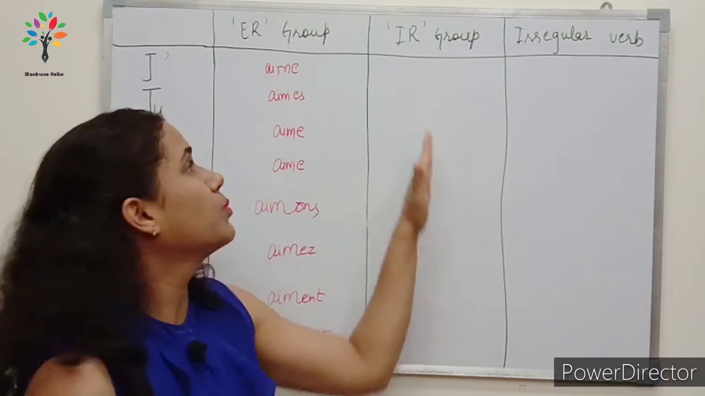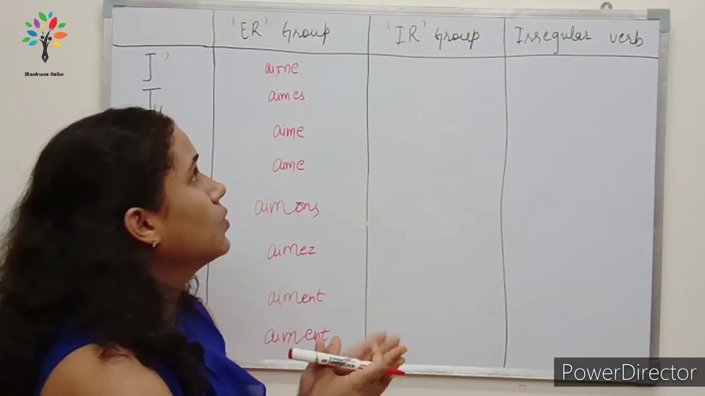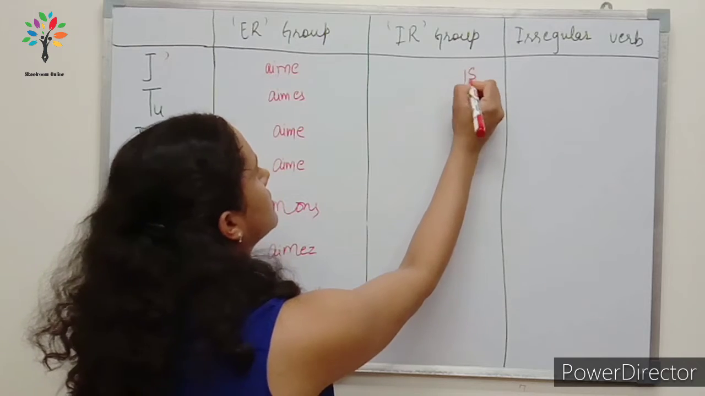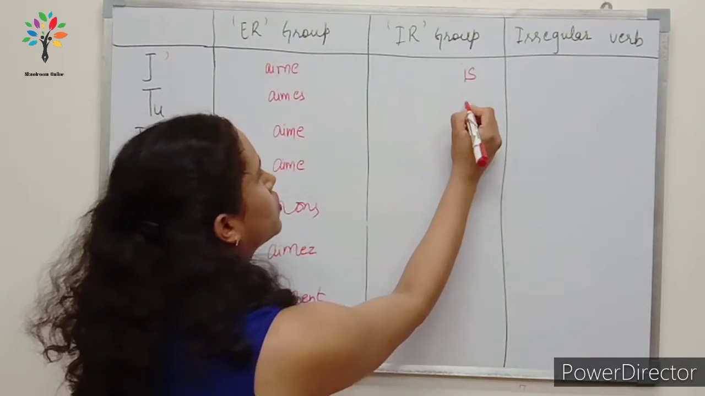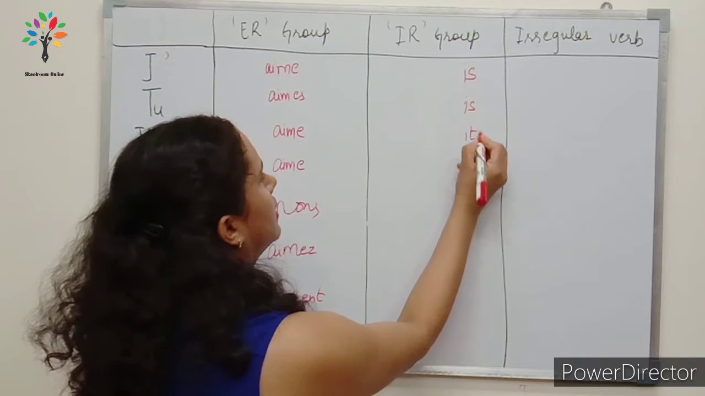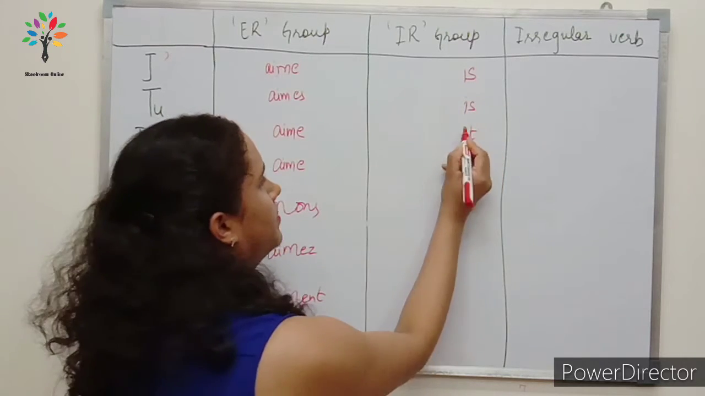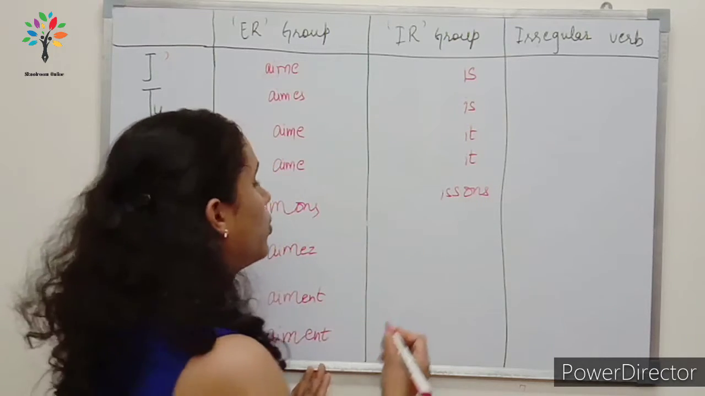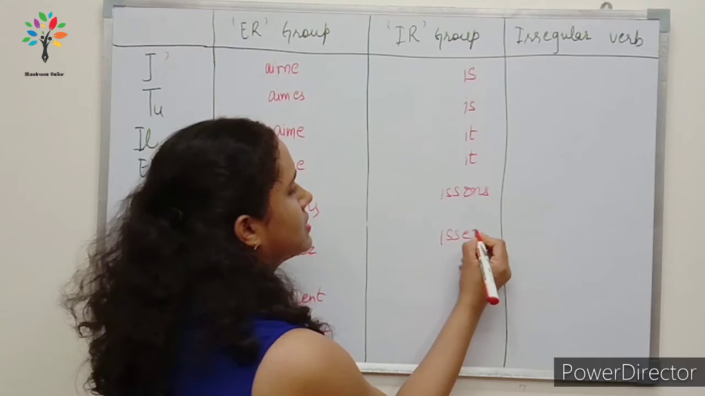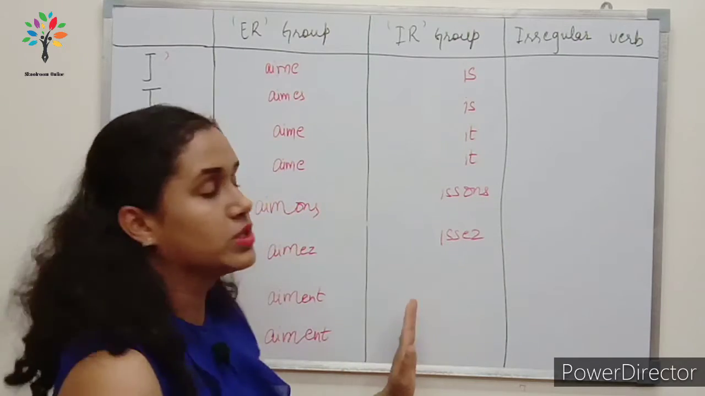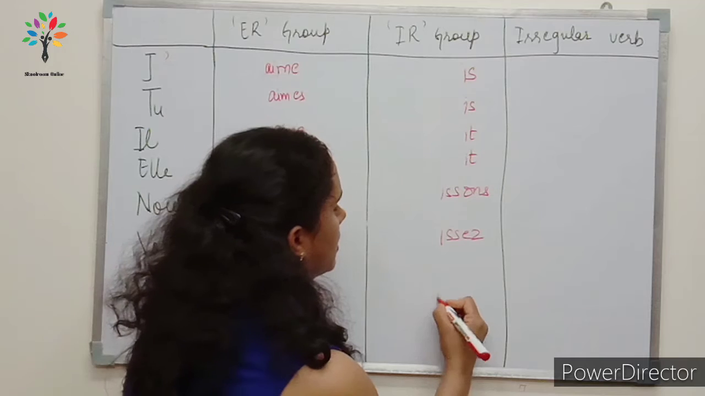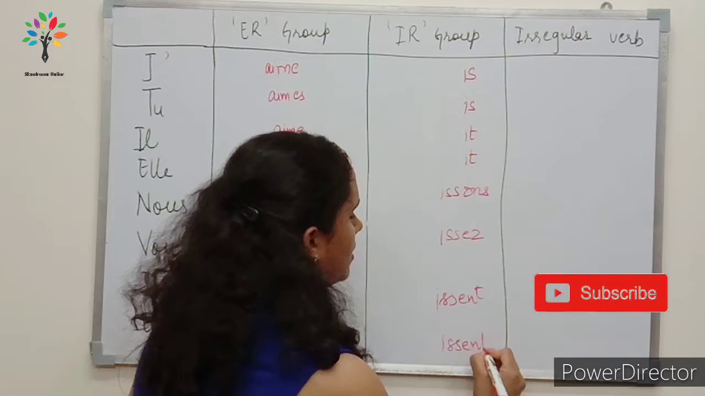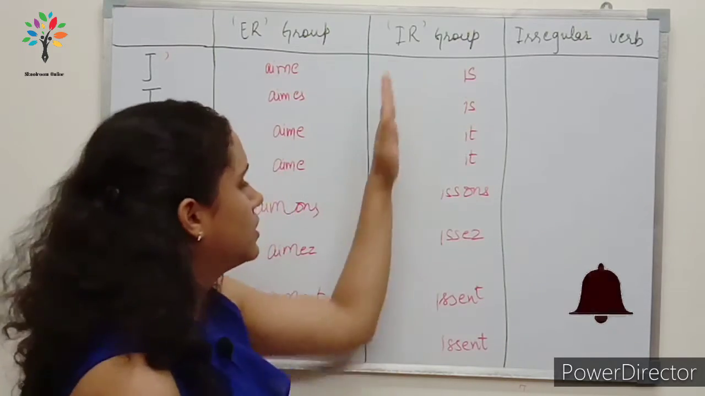Now coming to the second group, the IR group. In the IR group the endings are: with je it is is, with tu is, with il and elle it is it, with nous it is issons, with vous it is issez, and with ils and elles it becomes issent. So these are the endings.